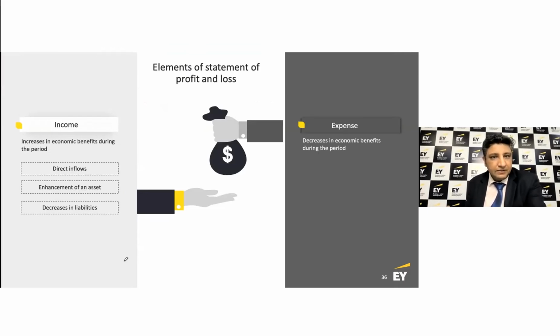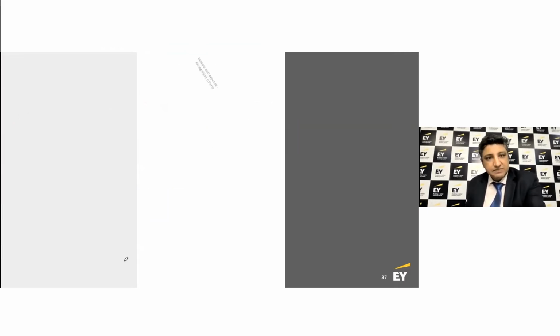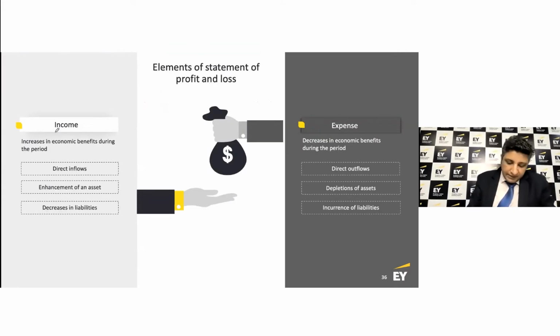Similarly, when you look at the broader elements from the P&L perspective, we talk about incomes and expenses. The difference between the two is, of course, profit. When I say income, we're talking about the overall increase in economic benefit, but expenses would be a reduction in these economic benefits.